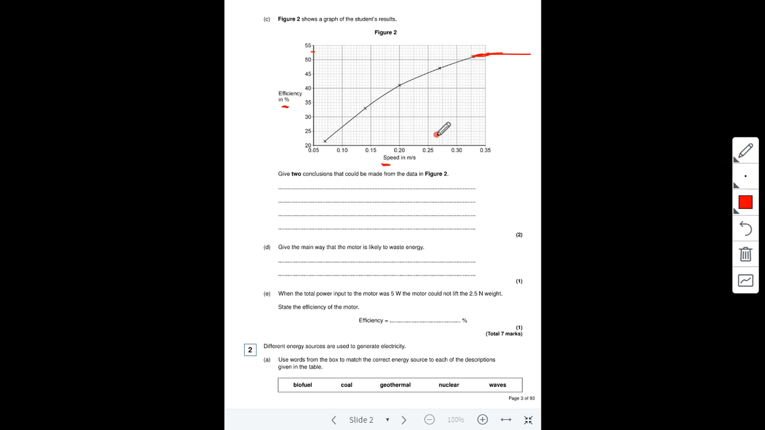Clear? Yeah. You can write it down whenever you feel like. Okay. And you can move on to part D.